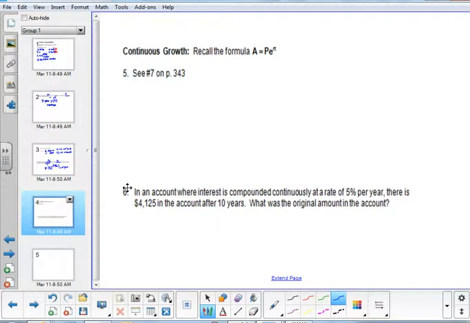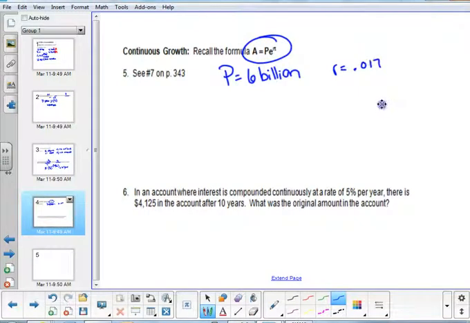Okay, continuous growth. We saw this formula in the last section. PERT is continuous growth. So when I look at number 7 on that same page, it says the world population is 6 billion people right now. So that must be my initial population. And I'm not going to write all the zeros. I'm just going to write 6 billion. So I'm going to do it in terms of a billion. And it grows continuously at a rate of 1.7%. So I'm going to change that to 0.017. What will be the population in 10 years?